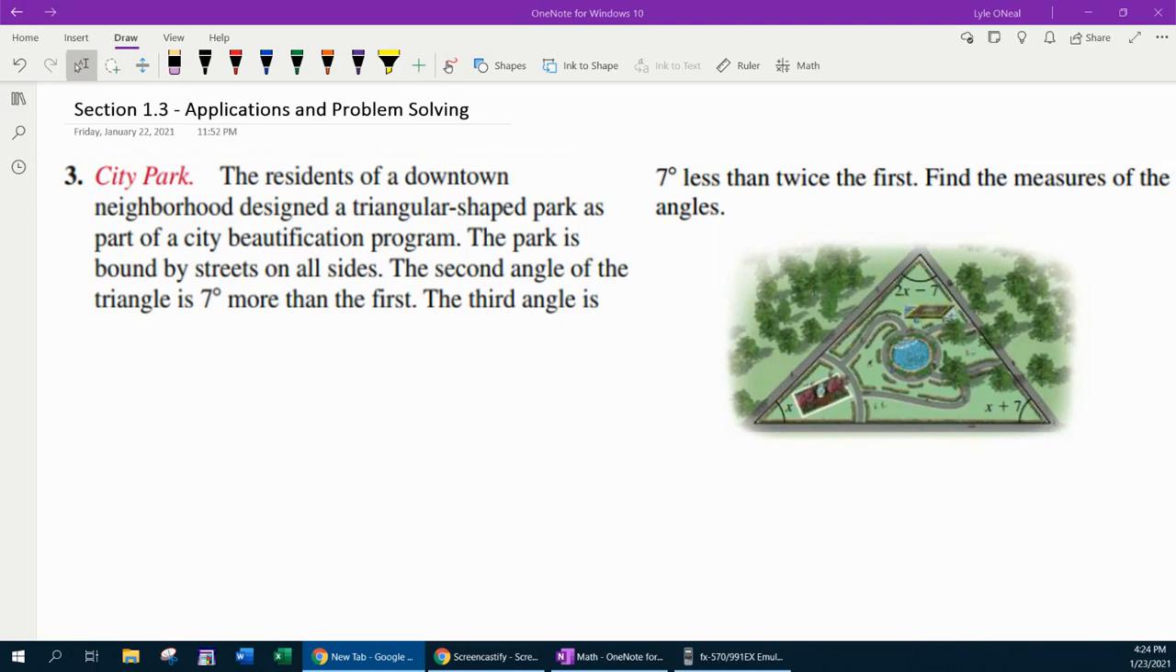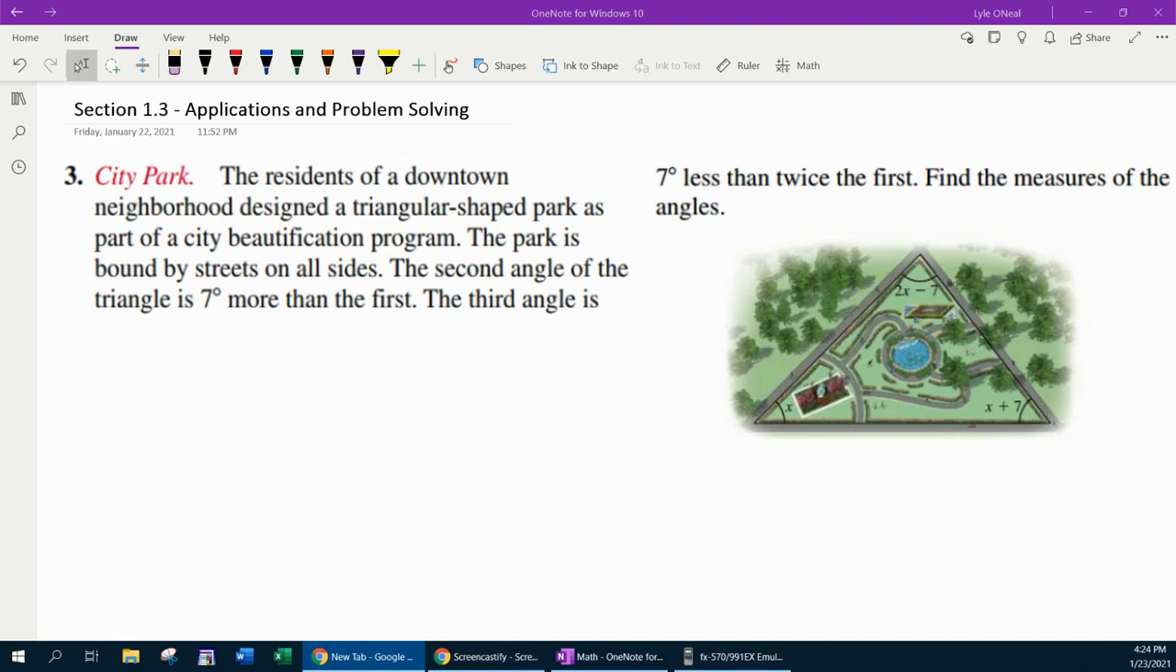This is going to be from section 1.3 in our text. In this lesson, what we're going to focus on is word problems. We're going to look at how to set up and solve word problems, okay? I know this is your favorite, so strap in.